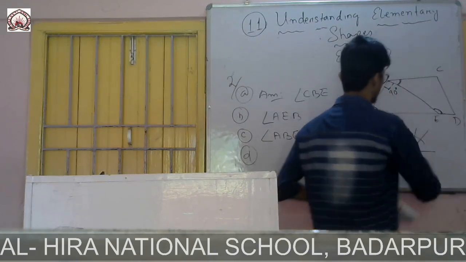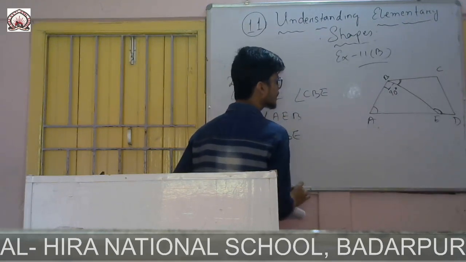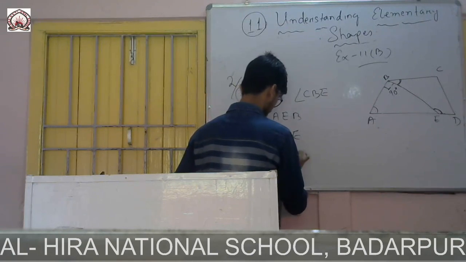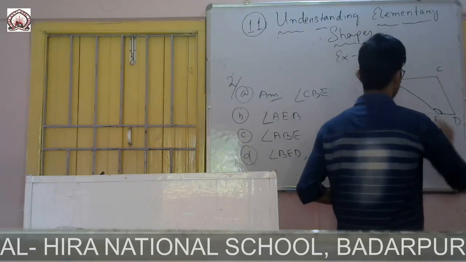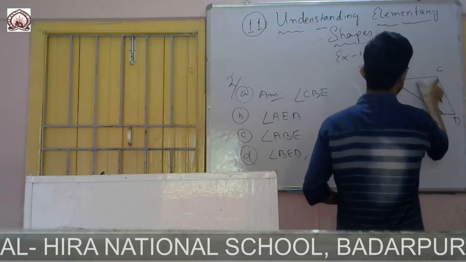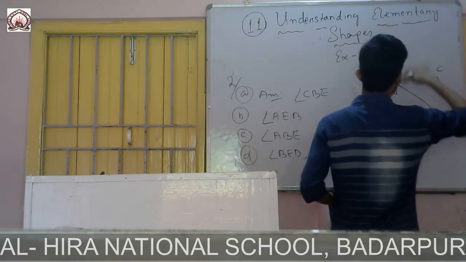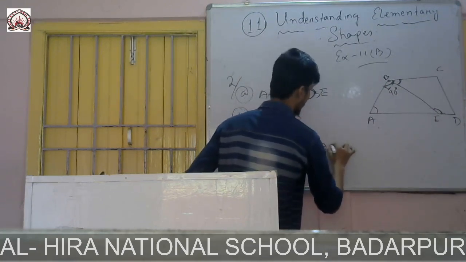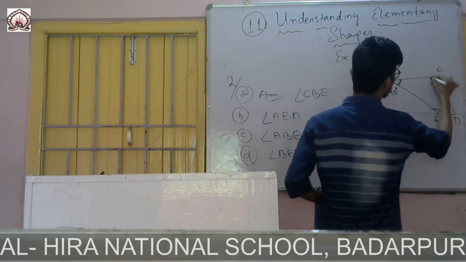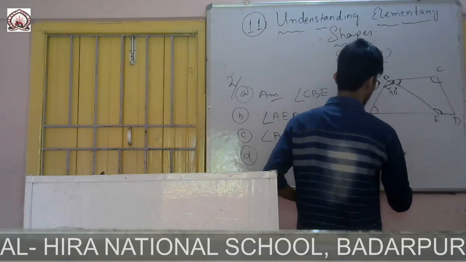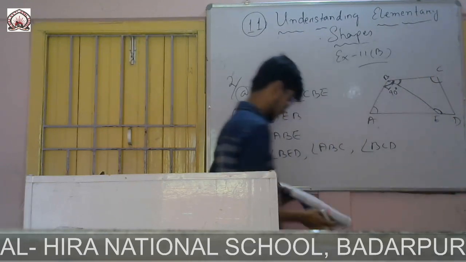So one we got as BED. Next one is ABC, A, B and C. This whole angle is more than 90 degree. This one is 90, and it means this whole angle is more than 90 degree. So angle ABC. The next one is angle BCD. This one also is an obtuse angle, angle BCD. Okay, these are the three. The question is to find three.